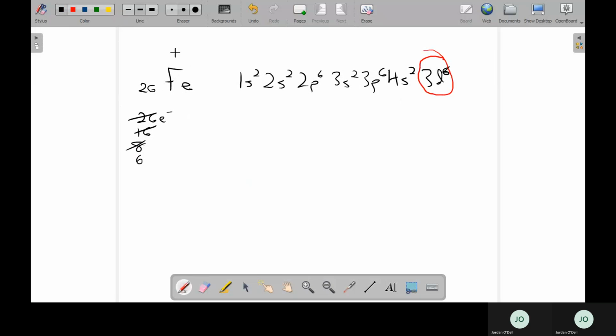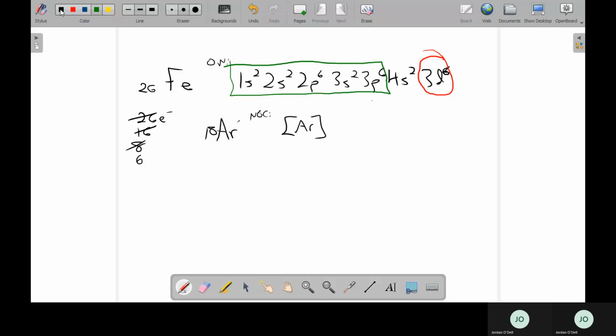So the noble gas before iron would be element number 18, which we know is argon. So we're going to rewrite our orbital notation as noble gas configuration. I'm going to have Ar in brackets. And then from there, we know that Ar consists of up through 3p6. So I just have to continue with my 4s2 onward. So we have 4s2 and 3d6.